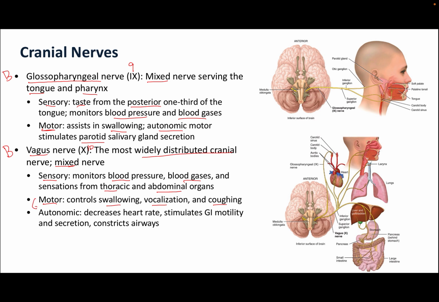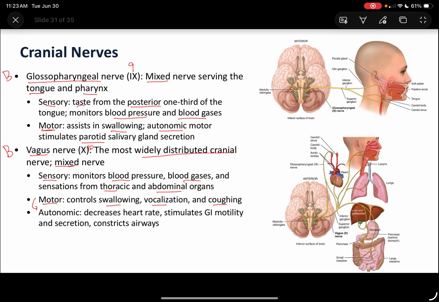Now the autonomic motor control that we see with the vagus nerve is going to be important for regulating things like heart rate. This is going to cause a decrease in heart rate. It's also going to stimulate GI motility and secretions, which is helpful for digestion and for moving foodstuffs through the GI tract. And it's also going to play a role in constricting airways.